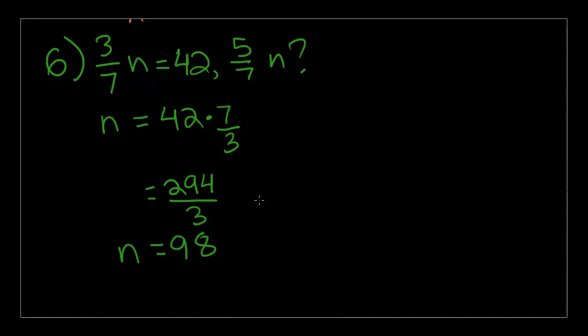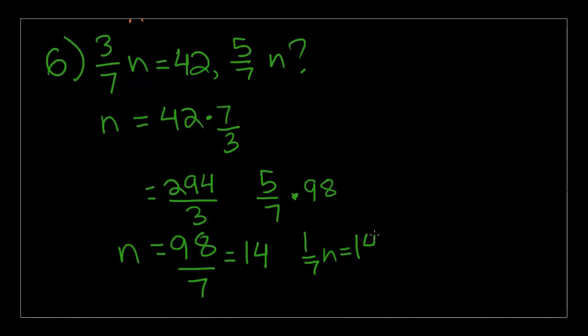5/7 of n. So you would have to multiply 5/7 times 98. Instead of doing that, because you're just going to get another big number again and divide it by a small number, you could just divide 98 at this point by 7, and in this case you would get 14. So you know that 1/7 of n is equal to 14.